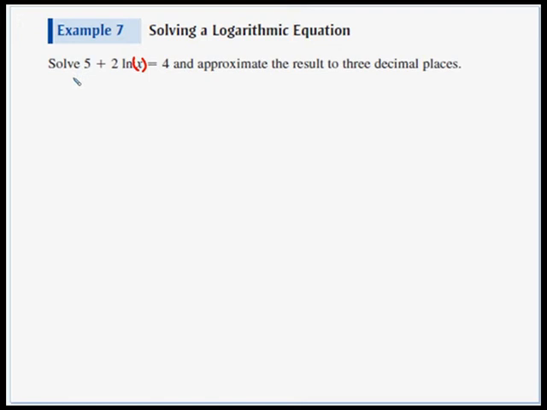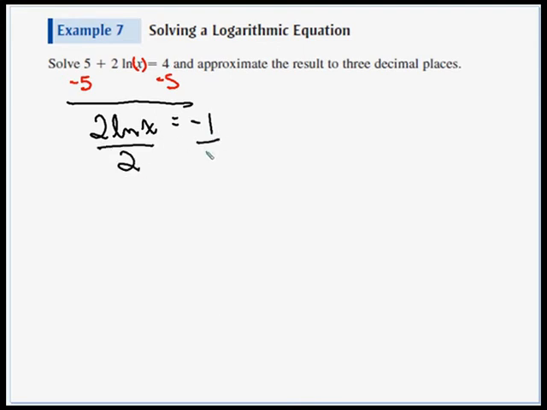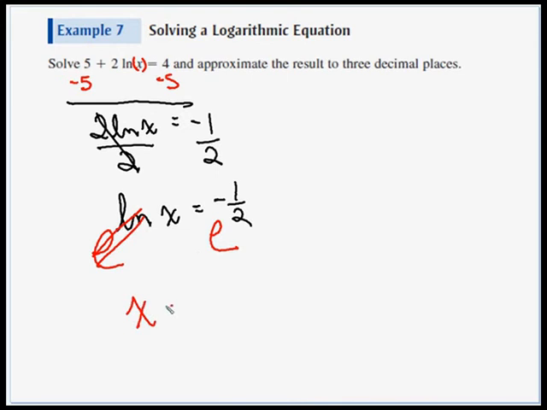So I'm going to address this 5 out front. We're going to subtract 5 from each side. And then we're going to have 2 ln of x equals -1. And divide both sides by 2. So now we have the ln of x is equal to -1/2. On the left we have isolated the natural log function, so now it's time to exponentiate each side. So we're going to use base e on each side here, and now the ln cancels, and we're left with x equals e to the -1/2 power.